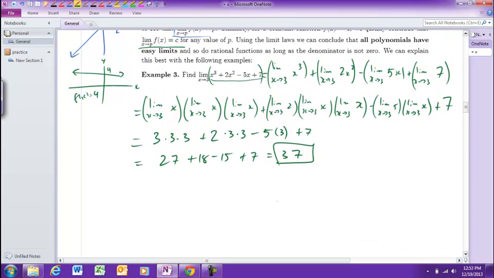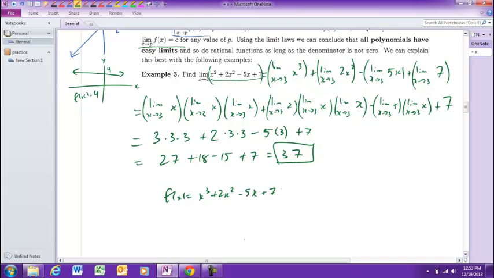And there's an even easier way of understanding what's going on here. If you let f of x equal x cubed plus 2x squared minus 5x plus 7, to find the limit as x approaches 3 of f of x, it's just going to be f of 3. So I'm plugging in 3 for x. That's 3 cubed plus 2 times 3 squared minus 5 times 3 plus 7, which, as we saw above, also gives me 37. So breaking it up into all these different pieces is the same thing as just plugging in 3 for x.